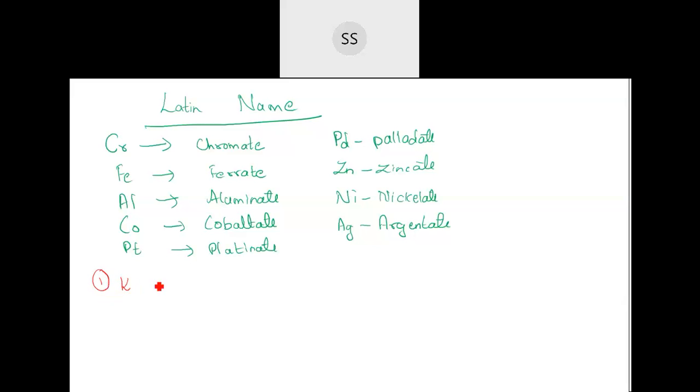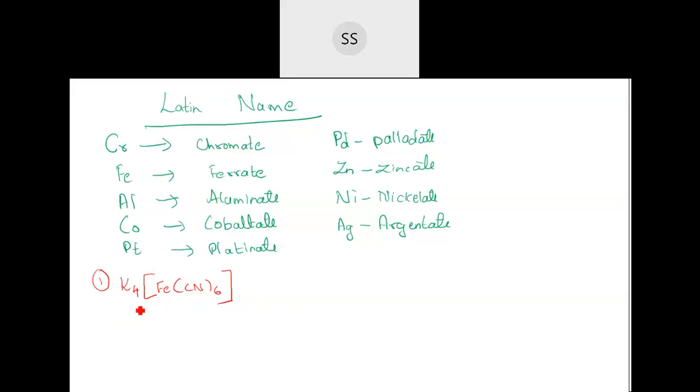First example I'm taking K4Fe(CN)6. Now we have to give the name for it. So I told you how to identify the anionic complexes. You will find one cation outside. That means the complex is negatively charged.